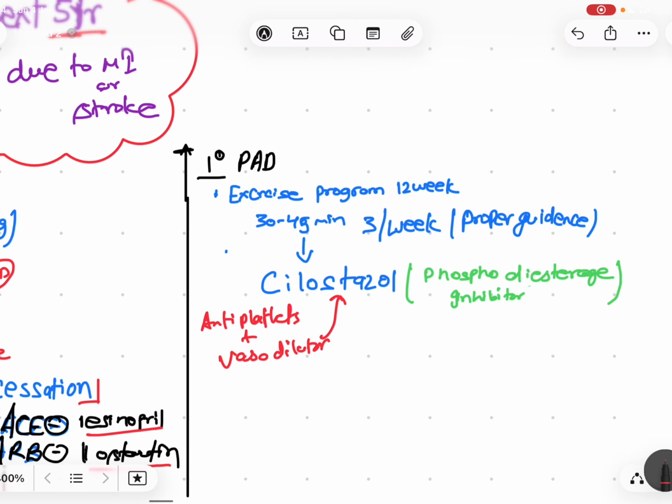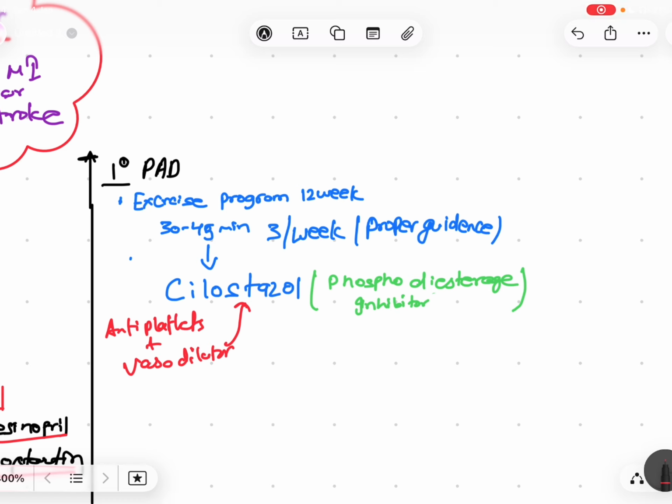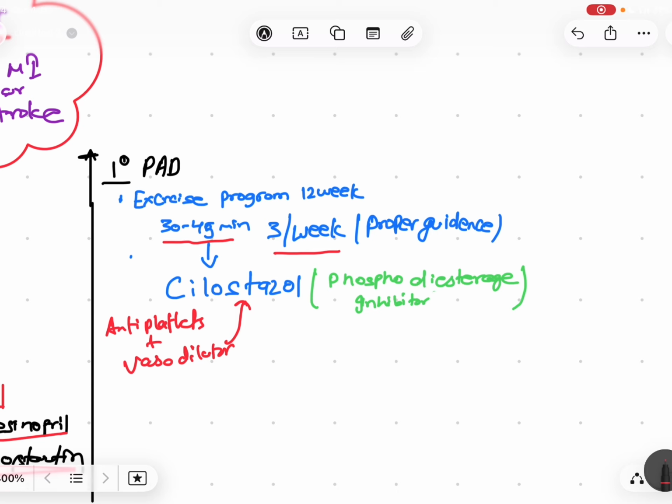If a person has a clot in the femoral artery and so on, the primary thing we do is an exercise program for 30 to 45 minutes. It's not normal exercise like running. It is designed by the doctor according to the patient, and the patient does it thrice a week with proper guidance. We can also use medicine like cilostazol. It is used as an antiplatelet and vasodilator, and it is an inhibitor of phosphodiesterase.